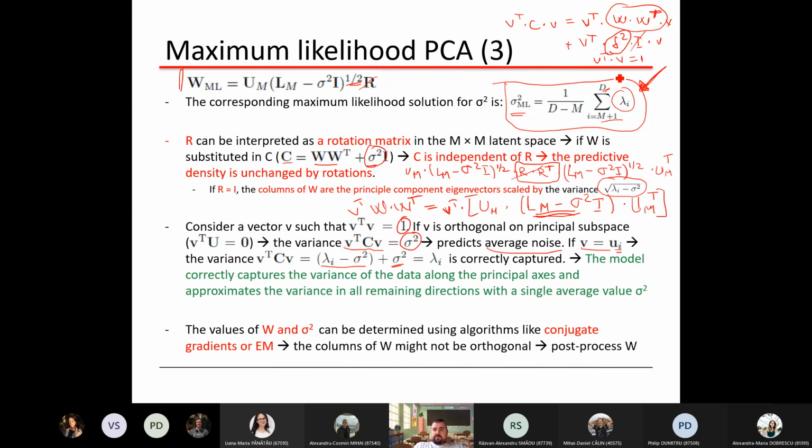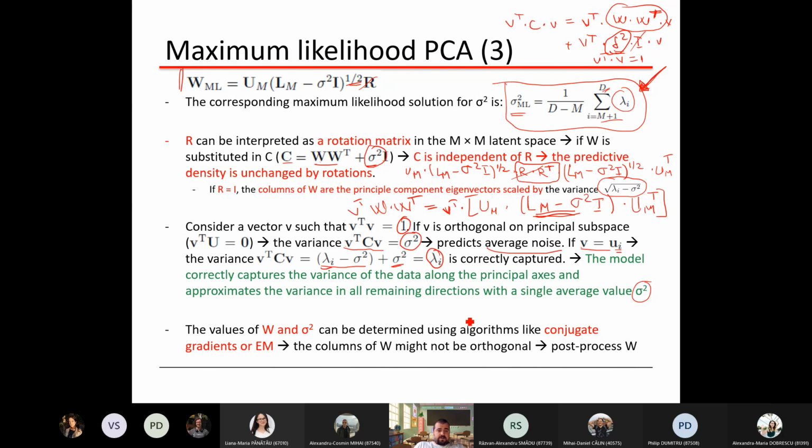And from the second term we will get sigma squared. So when V equals UI, we will get simply lambda I minus sigma square plus sigma square, which equals lambda I. So the model will correctly capture the variance of the data along the principal axes of the principal subspace, and approximates the variance in all the remaining directions with a single average value, sigma squared, that is simply the average of all the other lambdas corresponding to the space orthogonal to the principal subspace.